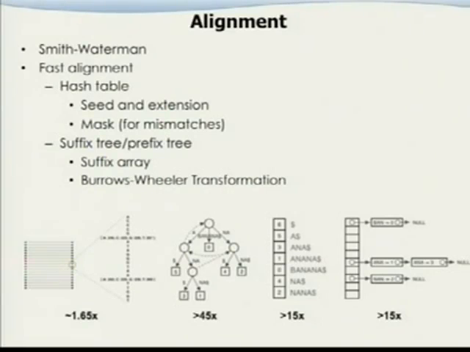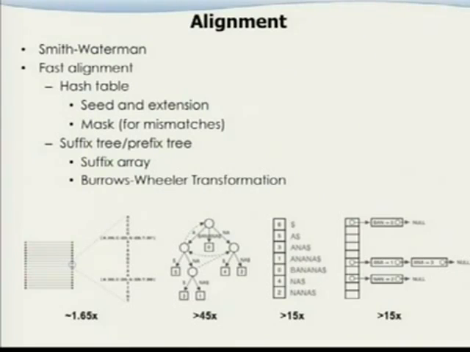But this is the information I want to deliver for alignment purposes: we started from Smith-Waterman, the dynamic programming for local alignment. And for fast alignment algorithms, there are hash table based, suffix tree, and prefix tree based. If you go back to your lecture notes, these are the computational resources, at least in terms of memory usage, for different types of strategies.